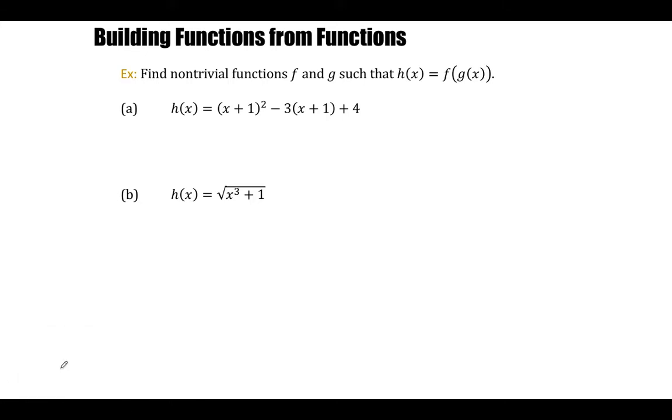Find non-trivial functions f and g such that h of x equals f of g of x. Right, so h of x is f of g of x. So g is the one that you're plugging in, f composed of g. So we would want, in this case, g of x to be x plus 1, right? And then h of x is going to have to be x squared minus 3x plus 4.